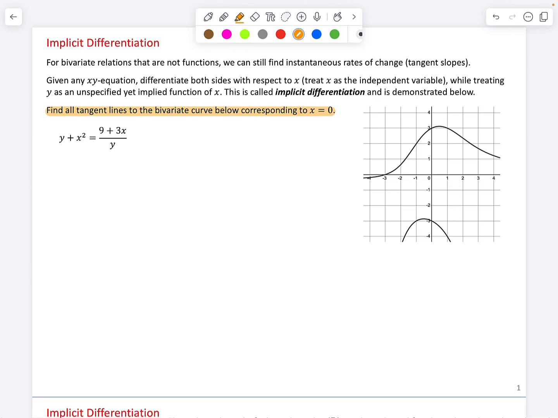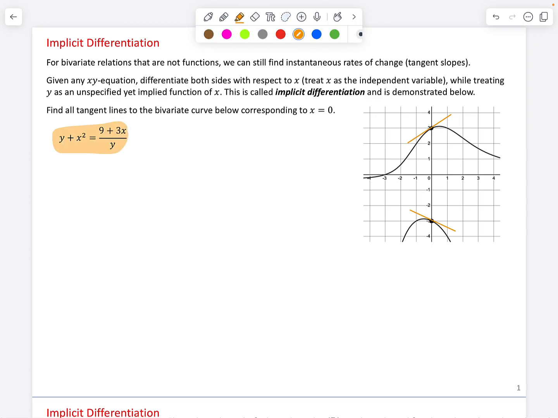Specifically, our goal is to find all tangent lines to the bivariate curve below corresponding to x equals 0. In this graph, I can see 2 points when x is 0. One here appears to be at (0, 3), and a second point which appears to be at (0, -3). I'm imagining that the tangent lines I'm looking for are these two orange lines. One clearly has a positive slope and the other one a negative slope.